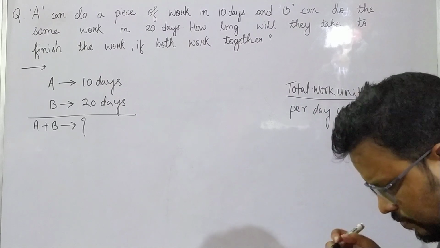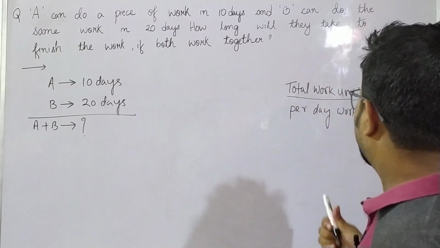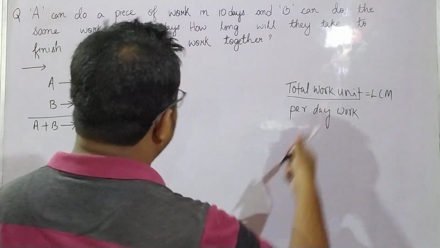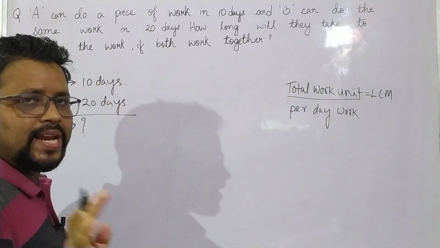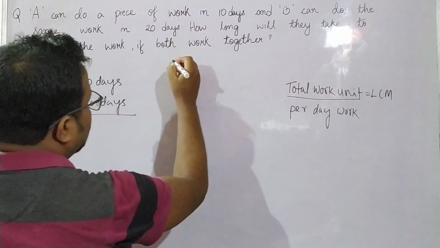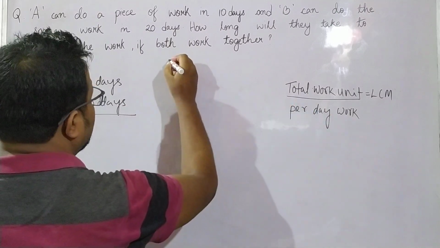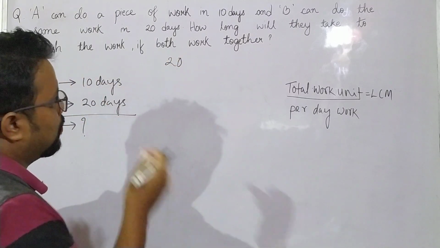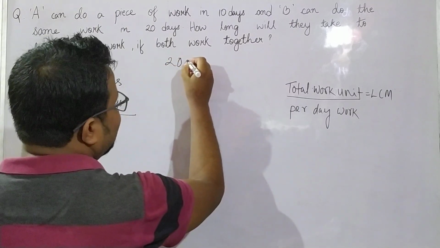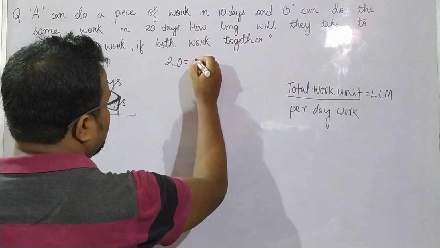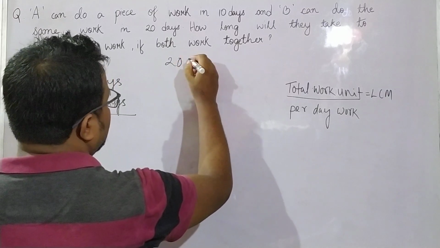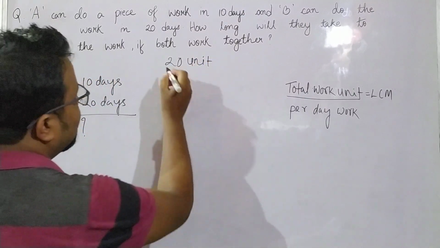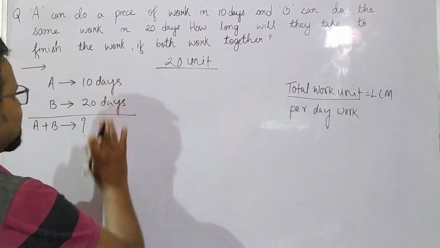So first we will do what? Total work unit. What is the total work unit? It is the LCM. So what is the LCM of 10 and 20? The LCM of 10 and 20 is 20. So 20 is the total unit of work. Total work is 20 units.